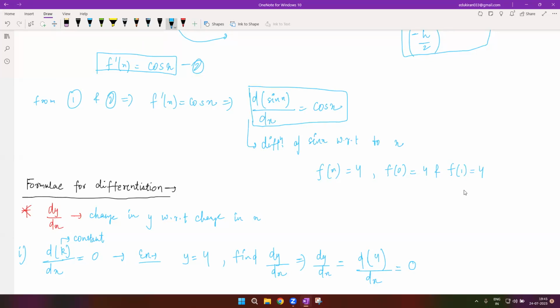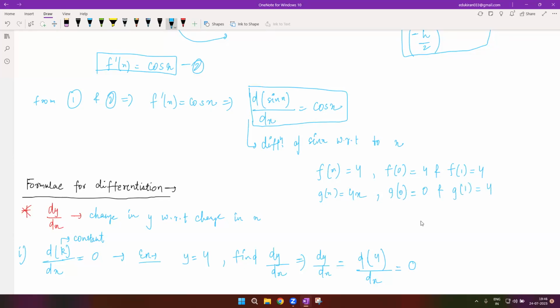There is no confusion here. f0 is 4, and the value of f1 is also 4. Let's consider one more function, g(x), and let's say g(x) is 4x. What is the value of g0? Can you tell me what G0 is? It's 0, right? Now what is the value of G1?